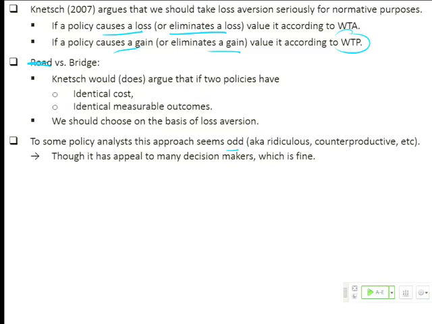Now, let me say this about that. Okay? I'm a policy analyst and I'm an economist, so this is my tool. Right? These models.